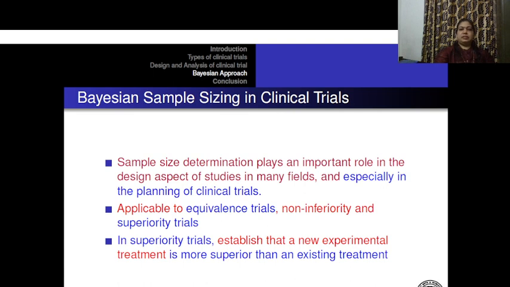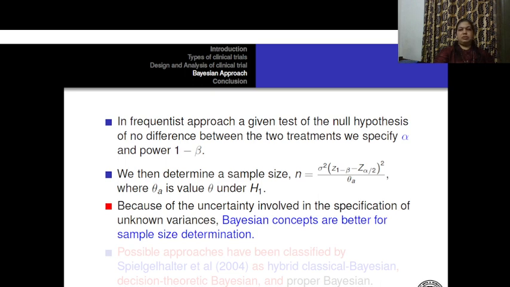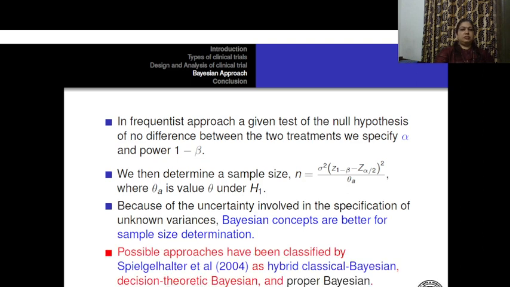In superiority trials, we establish that a new experimental treatment is superior to an existing treatment. In the frequentist approach, we test the null hypothesis of no difference between two treatments. We specify the level of significance alpha and power 1 minus beta, and we can determine the sample size using this formula: sigma squared times (z of 1 minus beta minus z of alpha by 2) whole squared, divided by theta a squared, where theta a is the value of theta under H1. What does z represent? The standard normal table values.